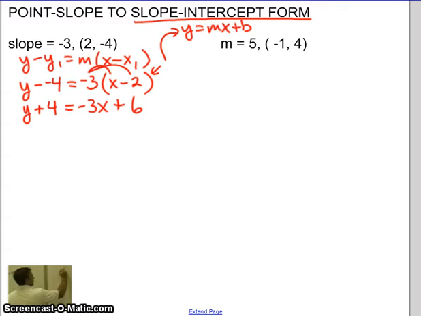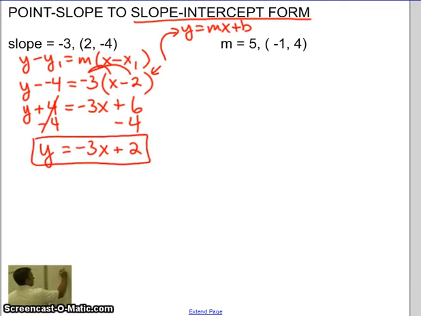The last step is to get y by itself. How do we get y by itself? All we have to do is get rid of this 4. So I'm going to do the opposite of 4, which is negative 4, and I'm going to do it on the other side too. So I'm left with y equals negative 3x plus 2. And if we had to identify the slope and the y-intercept, our slope now we know is negative 3, and the y-intercept is 2.